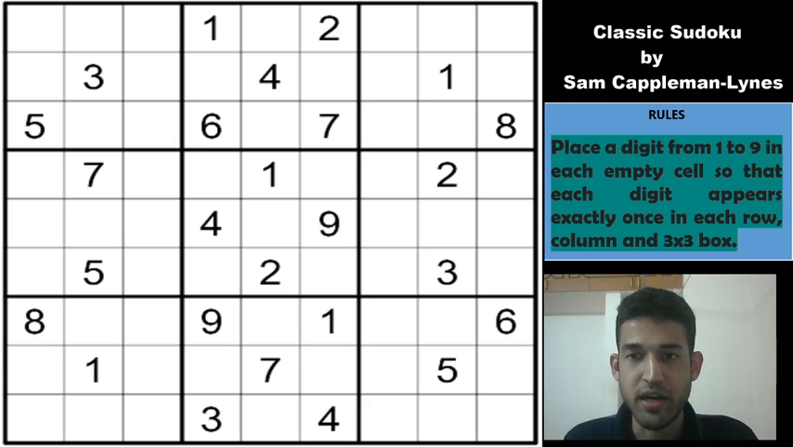This Sudoku was part of a puzzle pack published by Sam last year. The puzzle pack had 8 Sudokus, 4 6x6 and 4 9x9, and the Sudokus that were present were Classic, Killer, Little Killer and Group Sum Sudoku. So today's video will be on the Classic Sudoku from the puzzle pack.